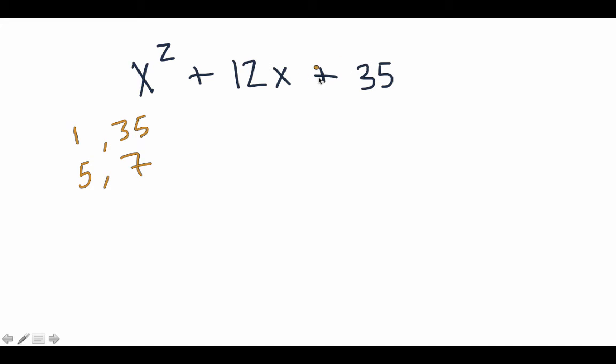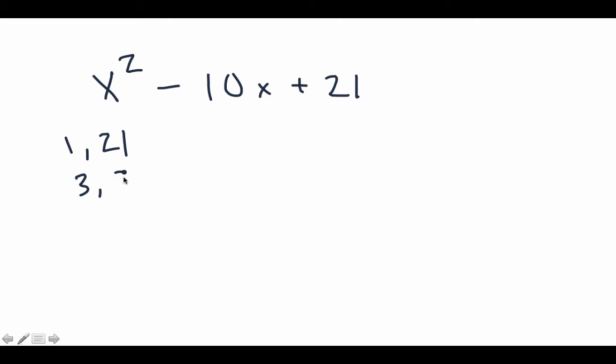Because this is a plus, I add these factors. 1 plus 35 is not 12. 5 plus 7 is 12. So, x with a 5, x with a 7. It's plus plus or minus minus. I get it from here. So plus plus.